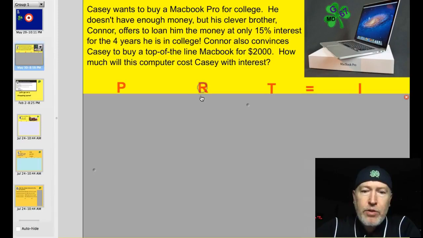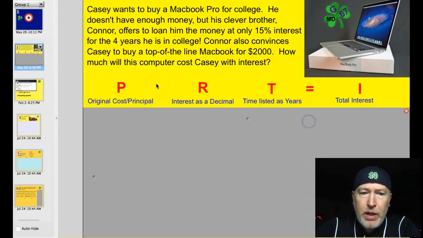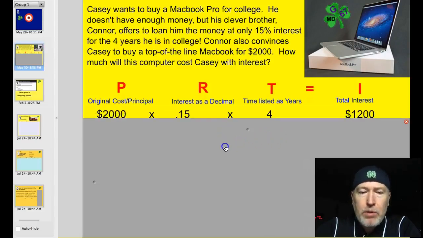Well, to calculate interest, you need to know this formula: the principal times the rate times the time is equal to the interest. Let's look at that more carefully. The principal is the amount that something costs or that you borrow or invest, and the rate is the interest as a decimal. T is for time in years, and I is the total interest. Still seems a little confusing? Let's put some numbers in.